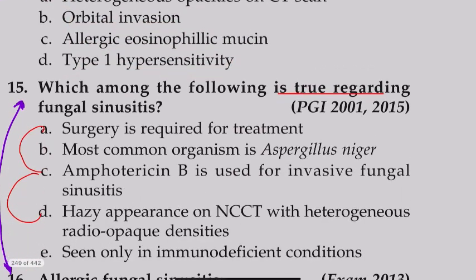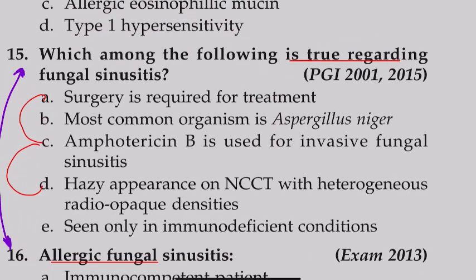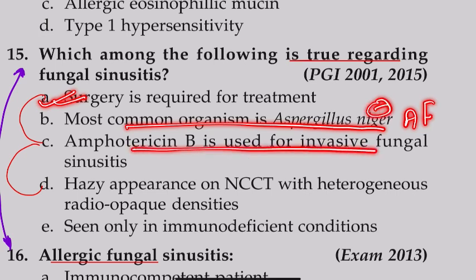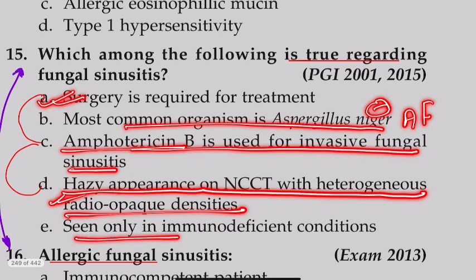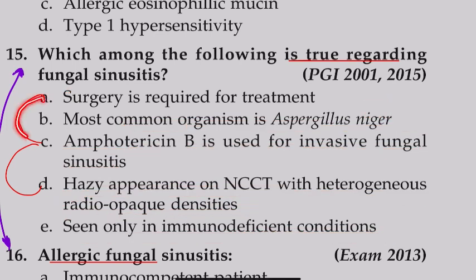Which among the following is true regarding fungal sinusitis? Surgery is required for the treatment, that's right. Most common organism Aspergillus, no, we said Aspergillus fumigatus, right? So it is not right. Amphotericin B is used for invasive fungal sinusitis, yes, that is right. Homogeneous appearance and density with heterogeneous radiopaque density, that's also right. And seen only in immunodeficient condition, that's not right. So here the right answer is surgery is the mainstay of treatment. Amphotericin B is used for invasive fungal sinusitis, and homogeneous appearance on NCCT with heterogeneous radiopaque densities, right?